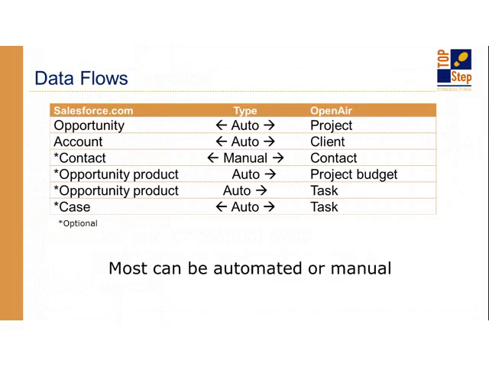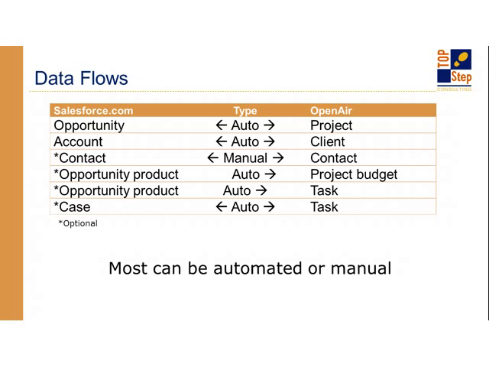All right, I'm going to give you a little bit of time with this slide to let it kind of sink in. What this shows is, from Salesforce on the left, what data can you push to OpenAir, and can it come back the other way? And in that type column, you see whether it's automated or manual. In most cases, if it's automated, it can also be manual.